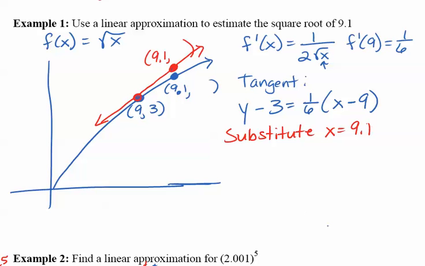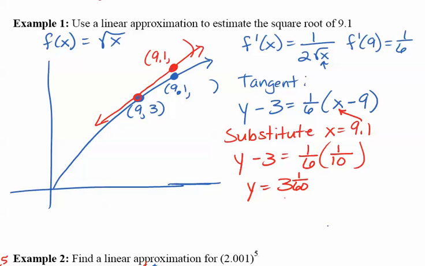And then all we need to do to find that red point is substitute x equals 9.1 into our tangent line to find the y-coordinate. So y minus 3 is equal to 1/6 times (9.1 minus 9), which is 0.1. Since I have this 1/6 as a fraction, I'm going to write the 0.1 as 1/10, and that would be 1/60th, and then we move the 3 to the other side. So 3 and 1/60th is our approximation. So what you just found out, this red point is at 3 and 1/60th. So it really isn't the blue point that we're looking for.